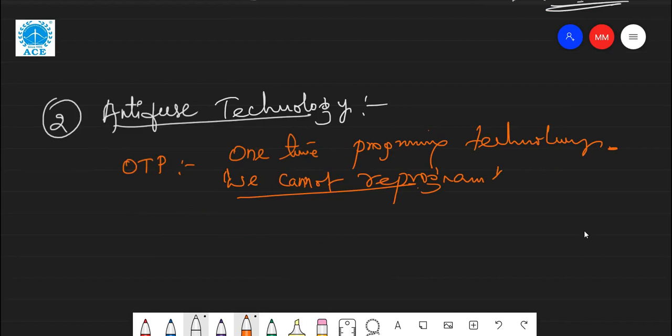Okay, we can program and erase. We can program whatever functionality we require. But anti-fuse technology is a one-time programmable technology. Once you write the program, it cannot be erased.